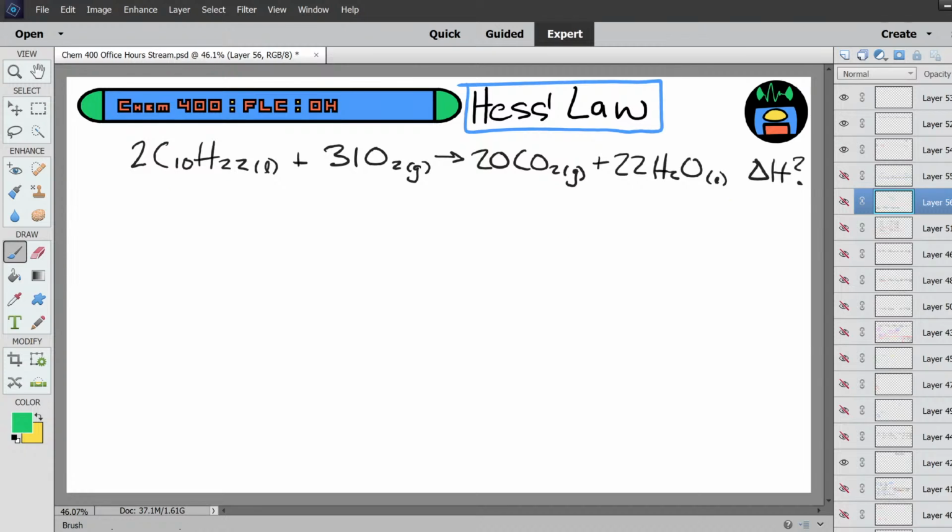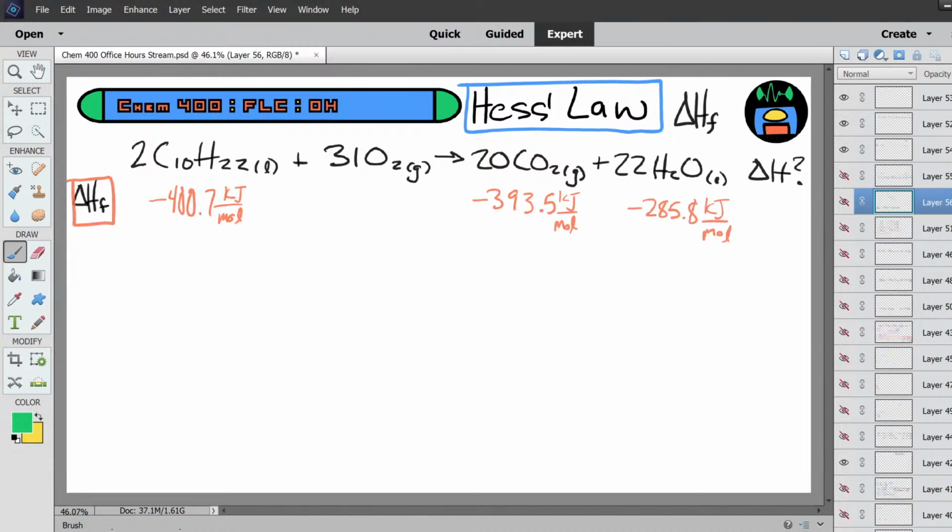Now, so the delta H for this reaction is going to be equal to, now, products, right?